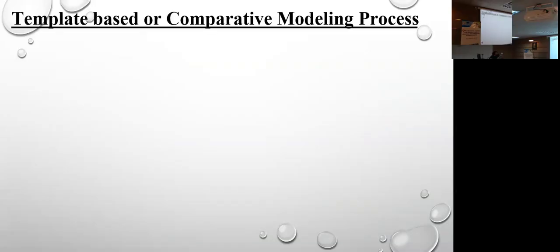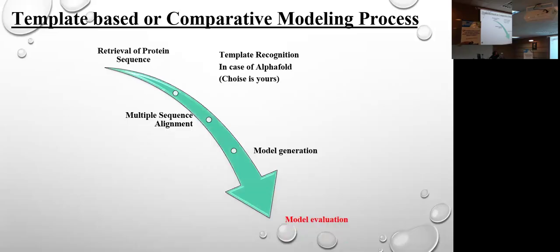This is the pipeline of template-based modeling. We retrieve the protein sequence, the one-dimensional amino acid sequence, and then we go towards template recognition, multiple sequence alignment, and then model generation. After we generate the model, we evaluate it under different metrics, to see how the model has been made.